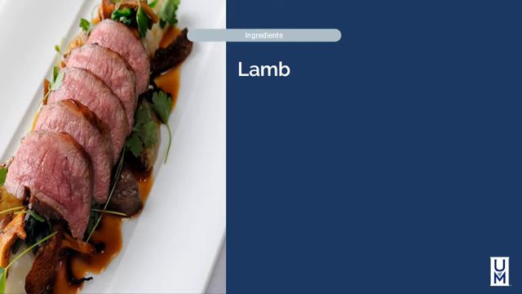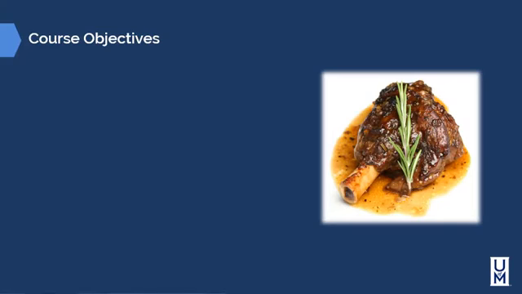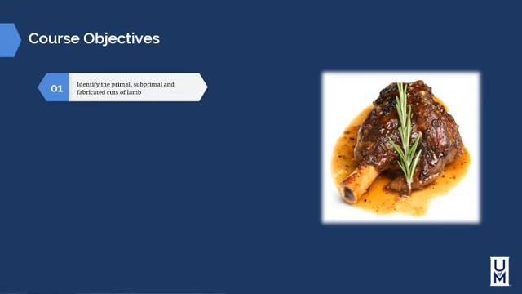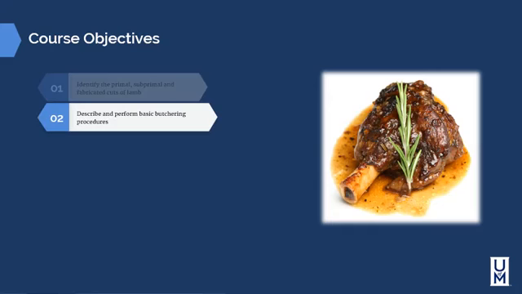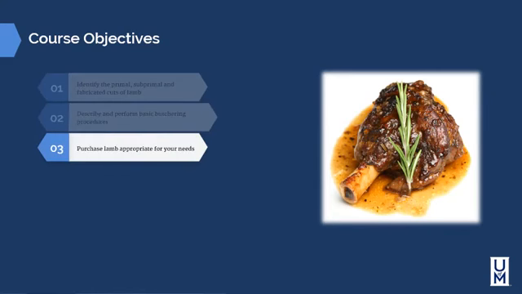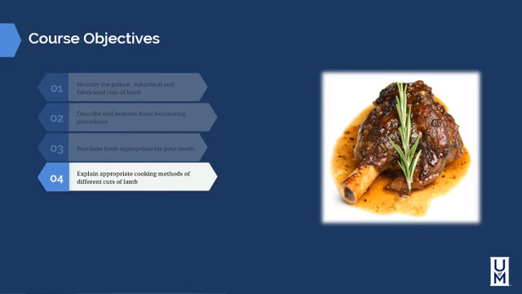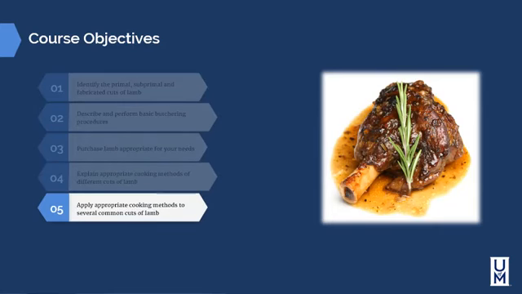In this module, we're going to discuss lamb, one of the earliest domesticated animals for meat production. In this module, the course objectives will be to identify the primal, subprimal, and fabricated cuts of lamb, describe and perform basic butchering procedures, purchase lamb appropriate for your needs, explain appropriate cooking methods of different cuts of lamb, and apply appropriate cooking methods to several common cuts of lamb.